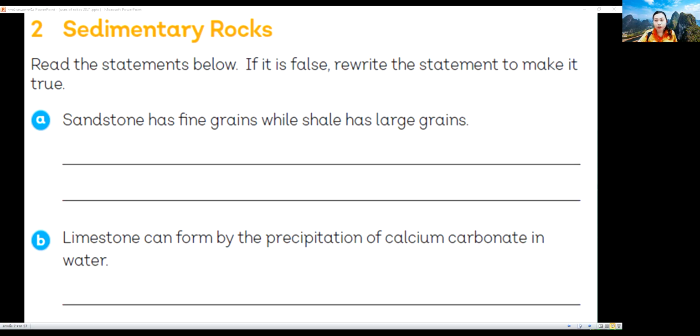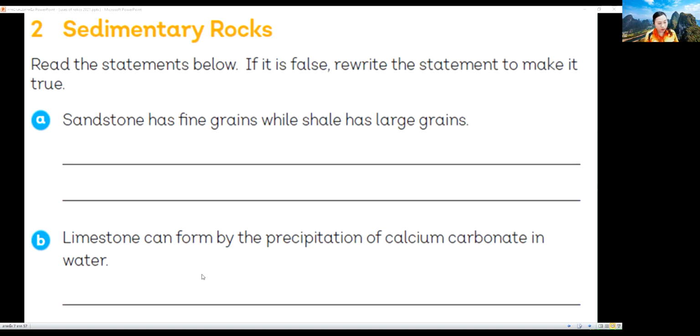And for number 2, limestone can form by precipitation of calcium carbonate in water. Is it correct? If it is correct, then don't write anything. If it's wrong, if it's false or not true, you need to write the correct statement here to make it true or correct. I'll give you 2 minutes to answer that one.